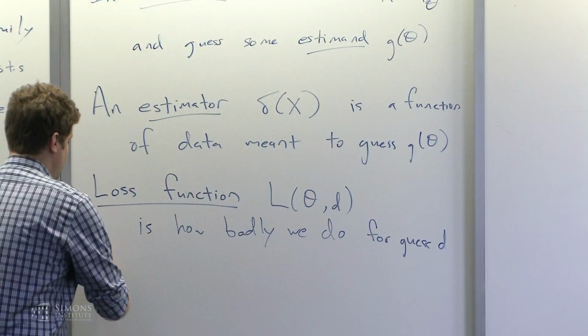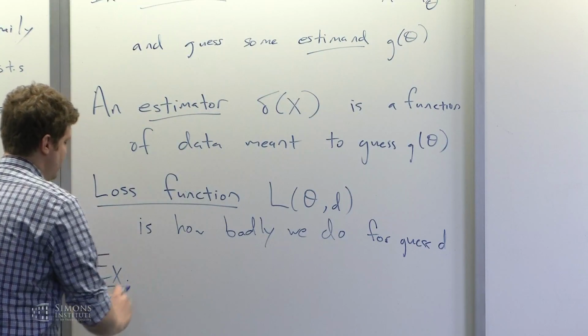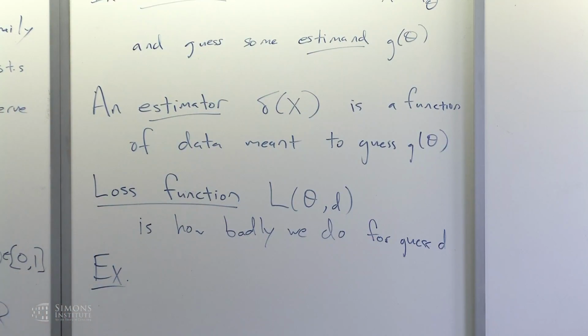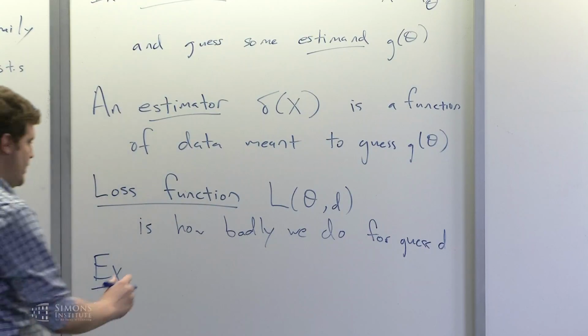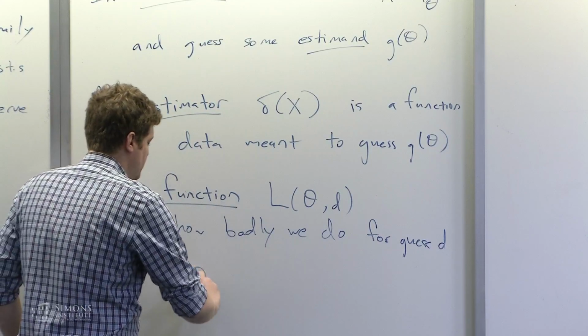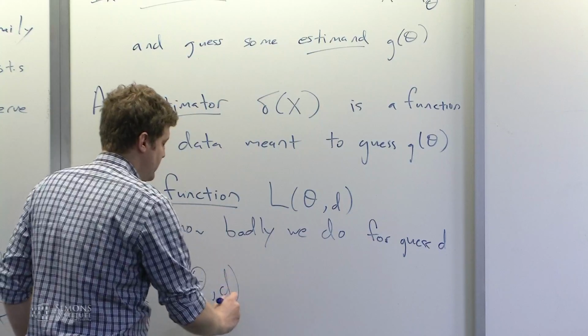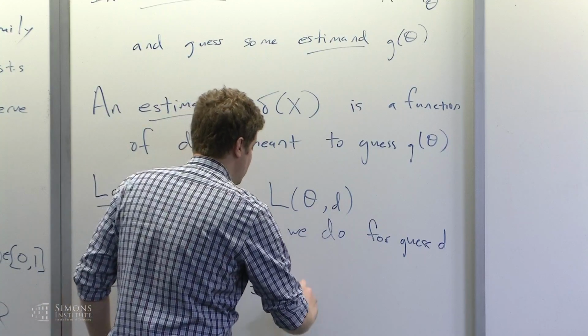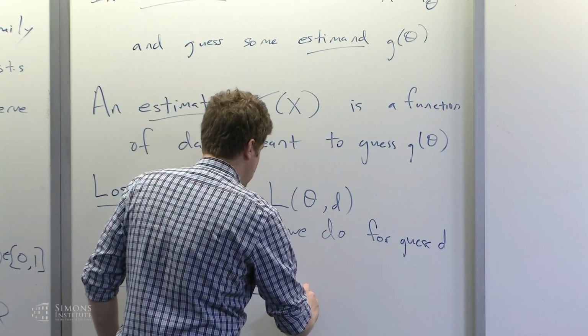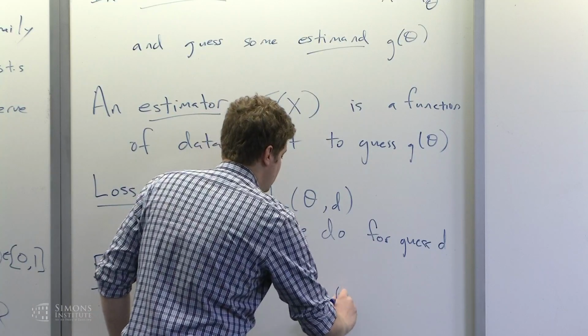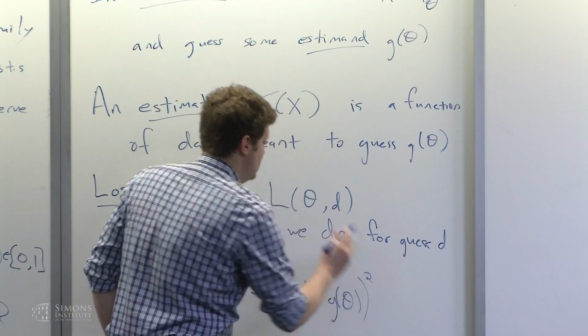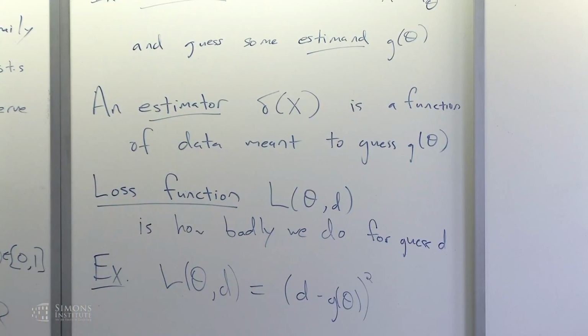So the example you see probably more commonly than any other would be the squared error loss. So here, L of theta, d, we could define it to be d, what we do guess, minus what we were trying to guess, quantity squared.